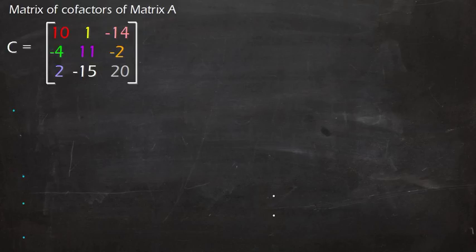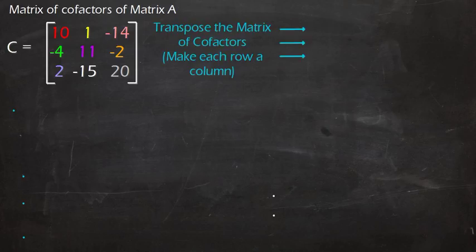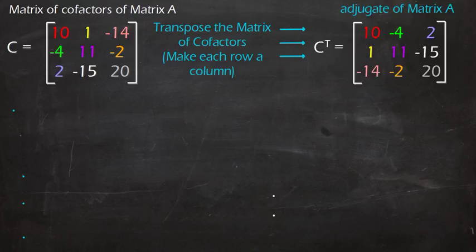So if you take the matrix of cofactors that you've worked out, then what we need to do is transpose it. So each row will become a column, and by doing that each original column will become a row. So that's all we're doing. We're making rows and turning them into columns. So this matrix of cofactors, if we transpose it, it'll end up looking like this. And this is called the adjoint, or more correctly called the adjugate of matrix A.